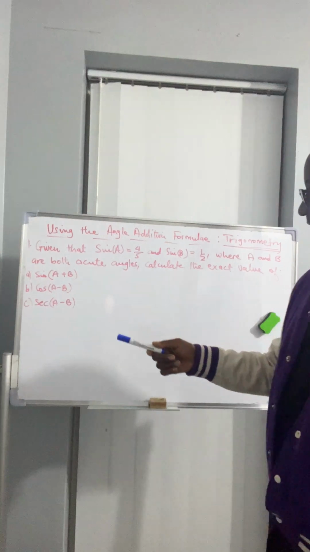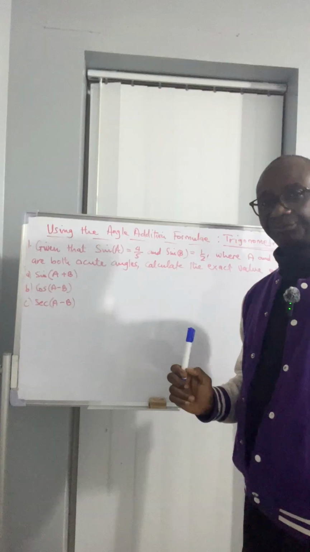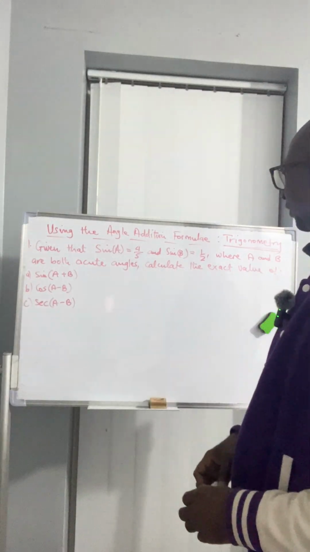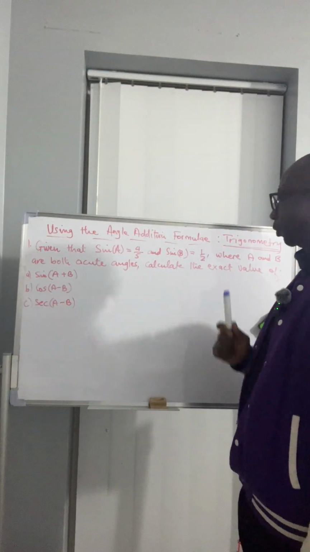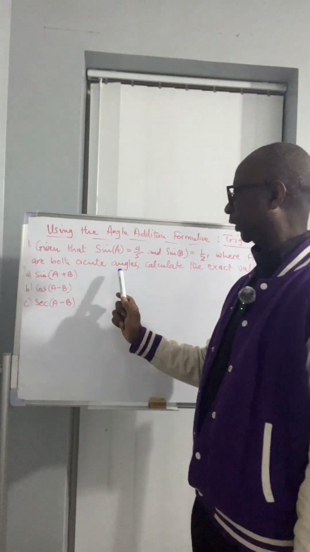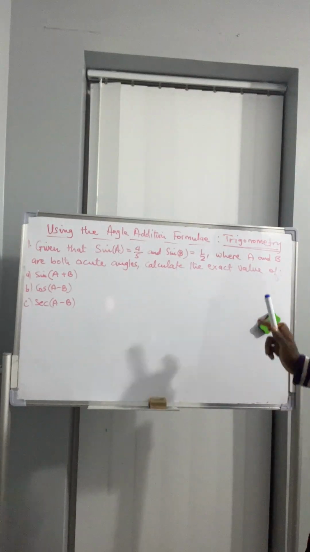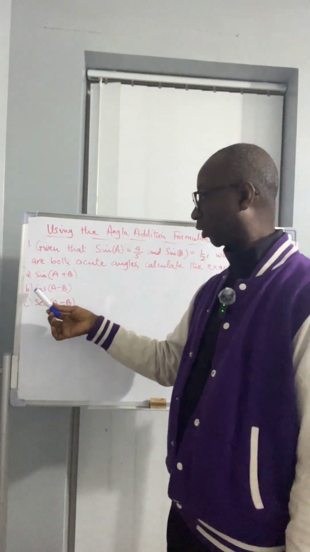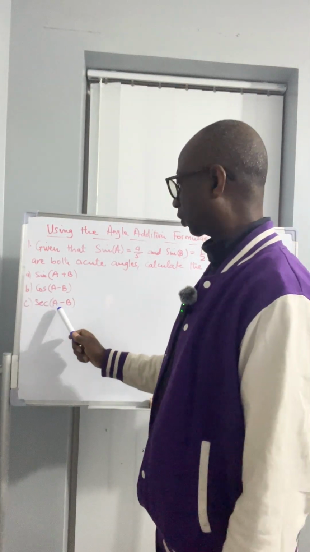Here we are given that the sine of angle A is equal to 4 divided by 5, and the sine of angle B is equal to 1/2, where A and B are both acute angles. Calculate the exact value of sine A plus B, cos A minus B, and secant A minus B.